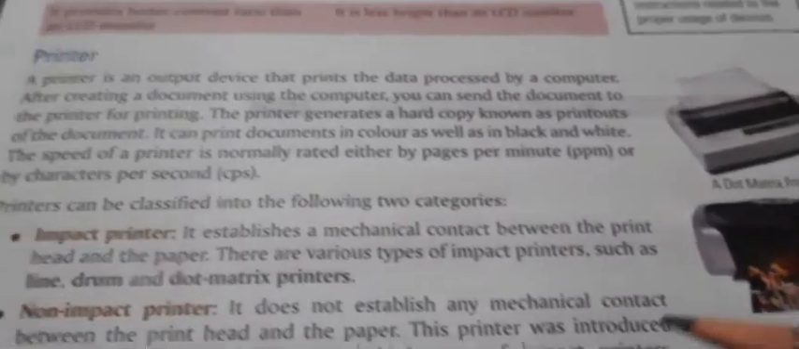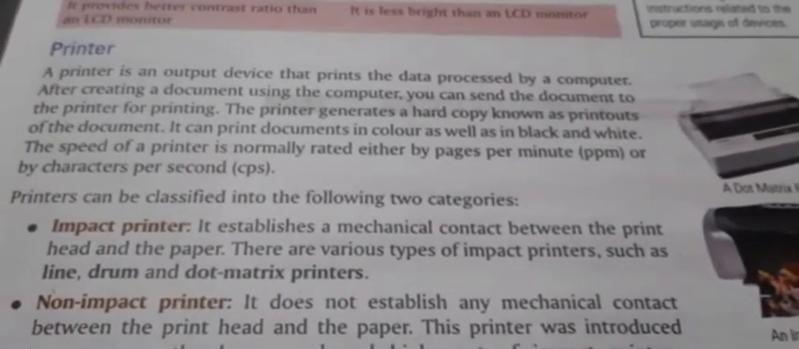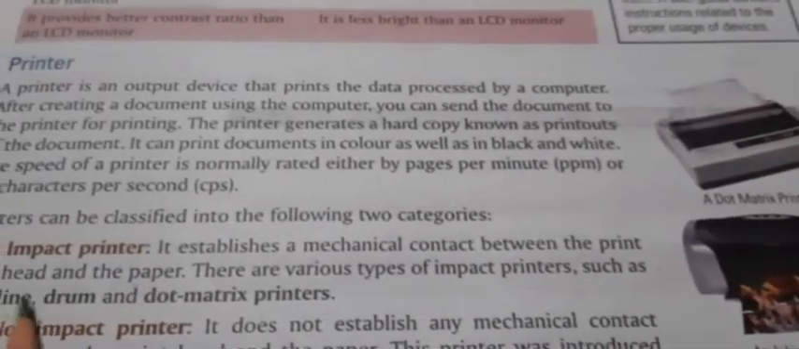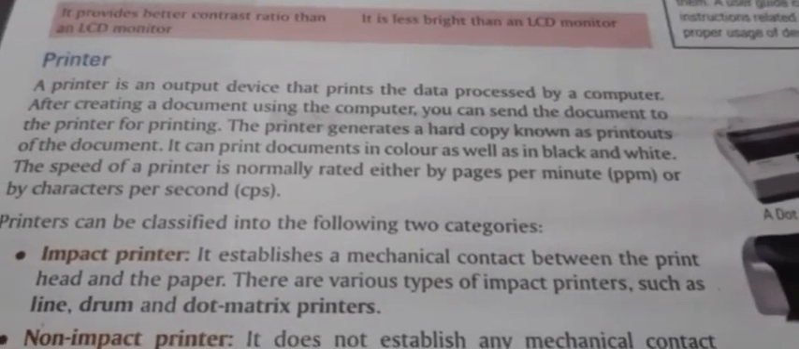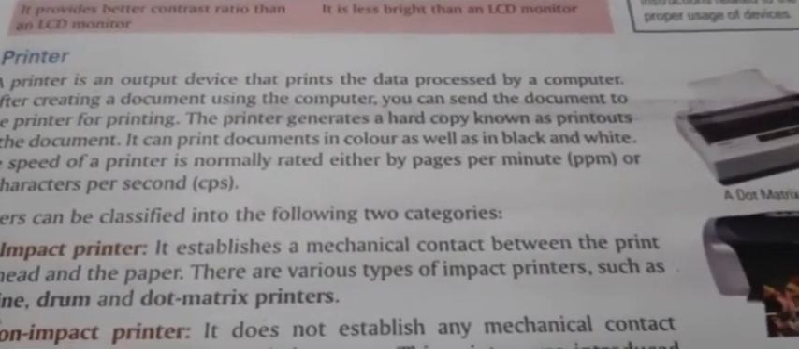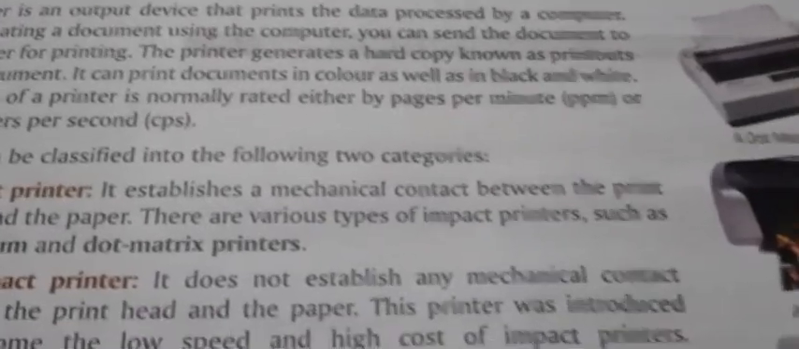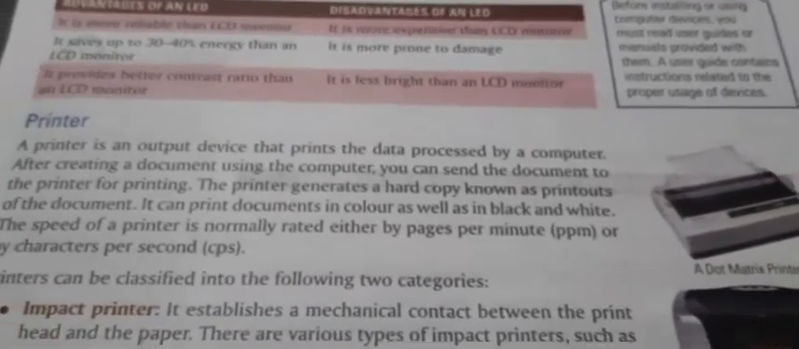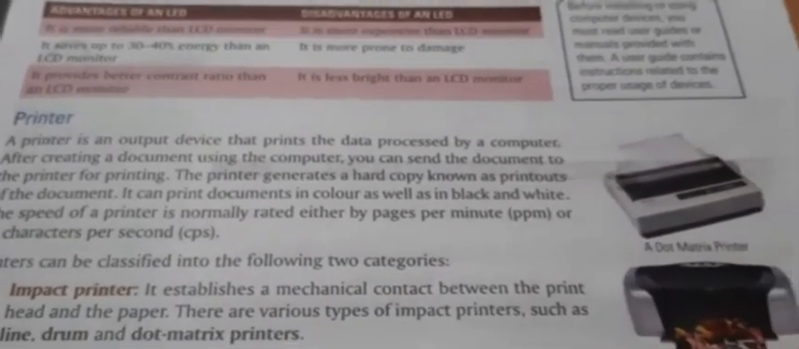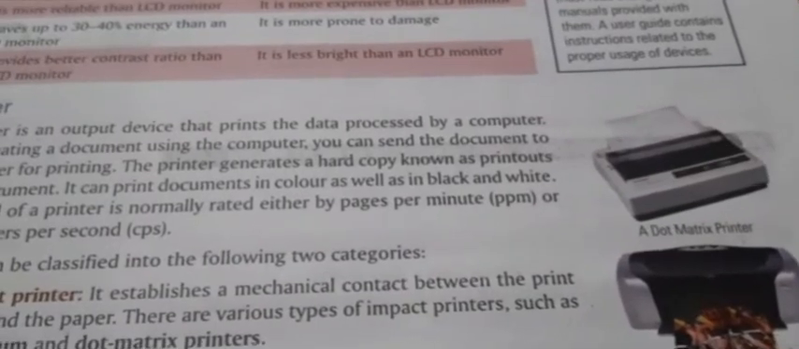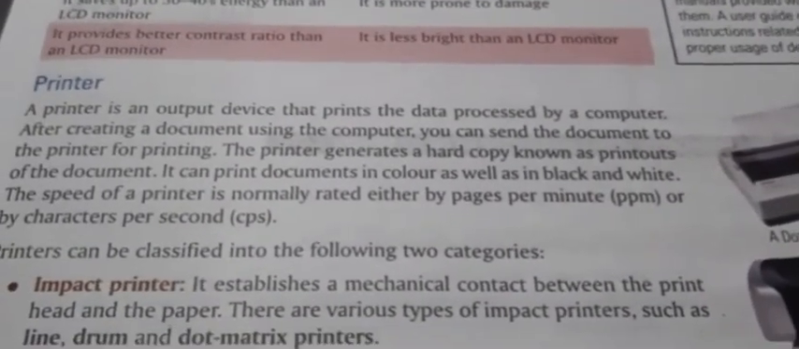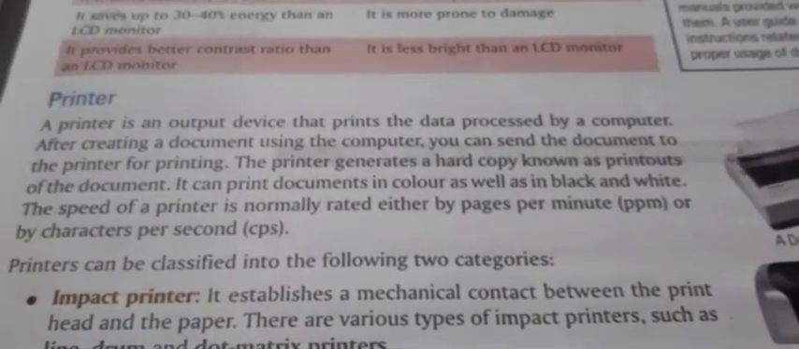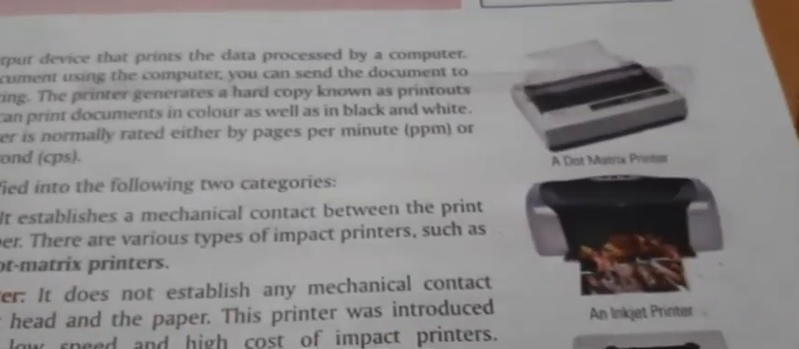Besides these two types of output units, monitor and printer, you know there are lots of other output devices like speaker and after that the plotter, which we will discuss later, but right now these two main output devices are compulsory for a computer system: monitor for soft copy and printer for hard copy.